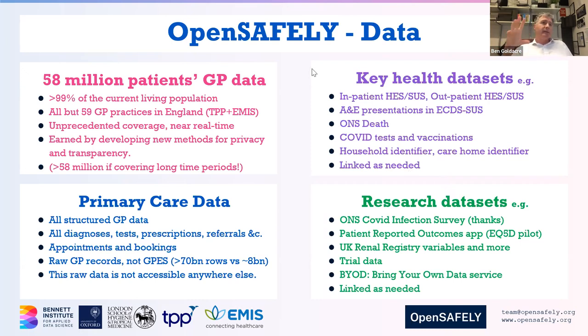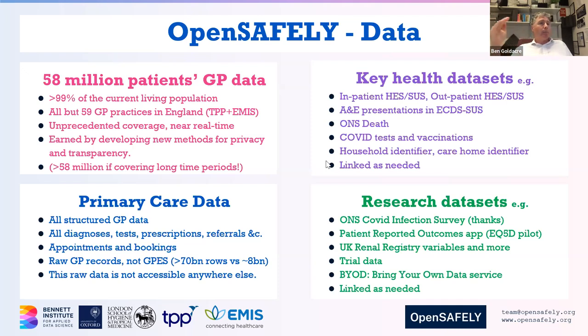So we've got 58 million patients' GP data. That's over 99% of the current living population. It's all but 59 practices in England. That's in near real time where we need it, so we can do refreshes whenever we want to. And if you're covering long time periods, of course, because people are born and die, it goes above 58 million.